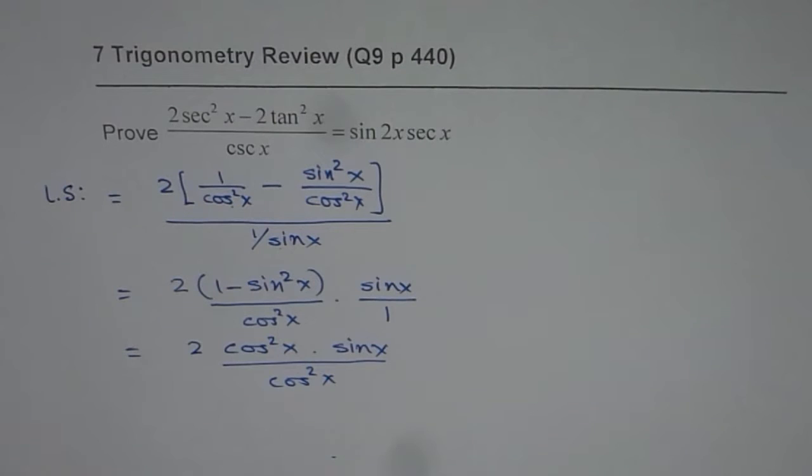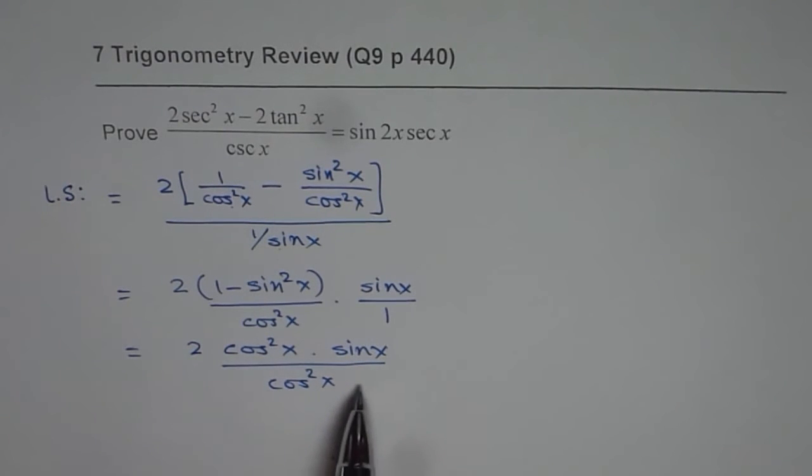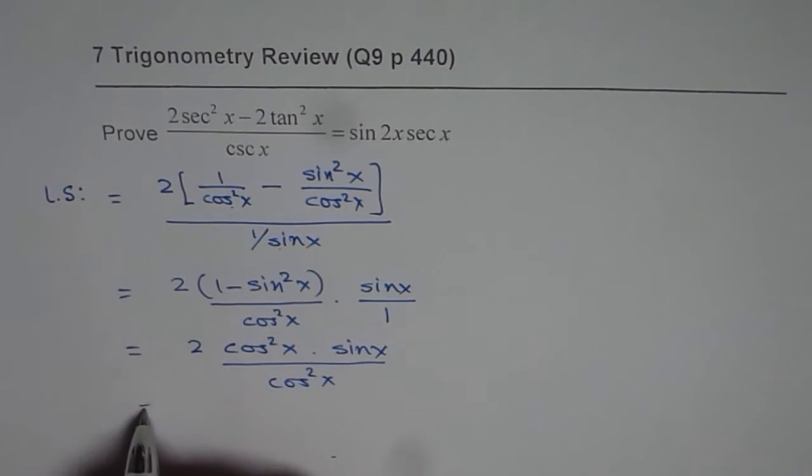Now the trick here is that do not cancel cos²x if you really want to go from left side to the right side. But on the other hand, rearrange it. So let me show you how to rearrange it. Let me go one more step here.